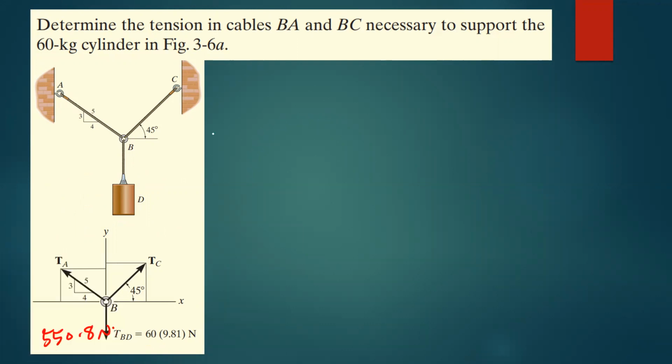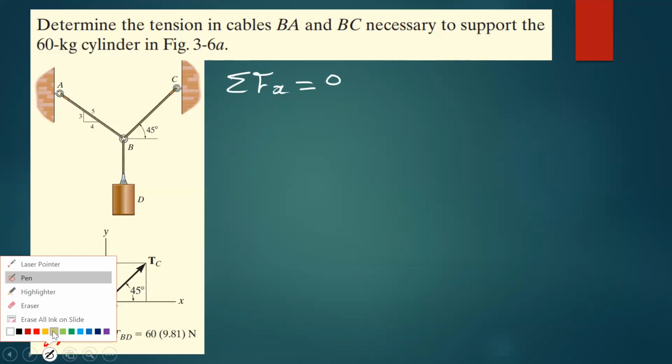Let's do it together. So we said we take the summation of forces in the x and in the y. We're going to be looking at the free body diagram when solving this. So we say summation of forces in the x should add up to what? 0, because this particle or this cylinder is in equilibrium. So let's start with the forces in the x from the cable AB.